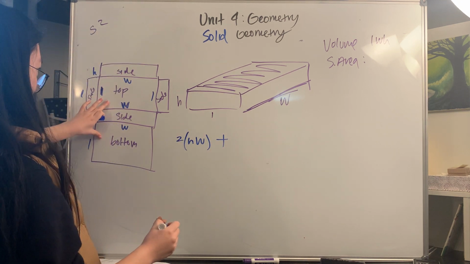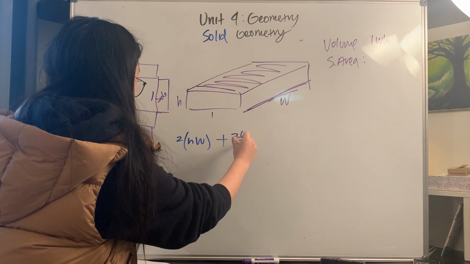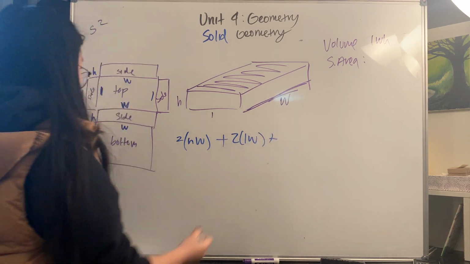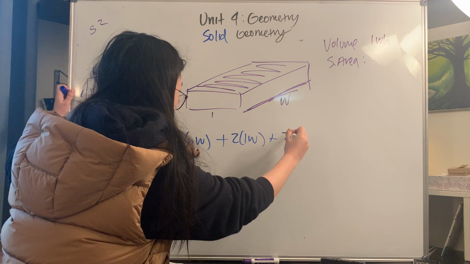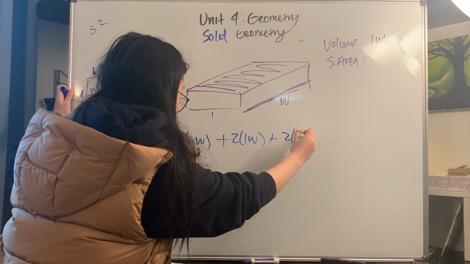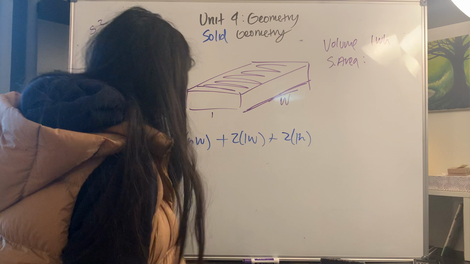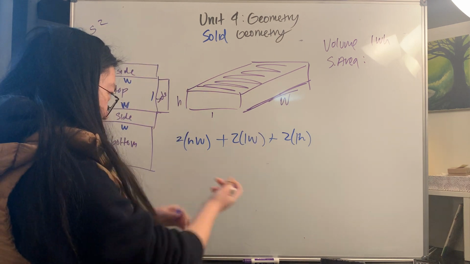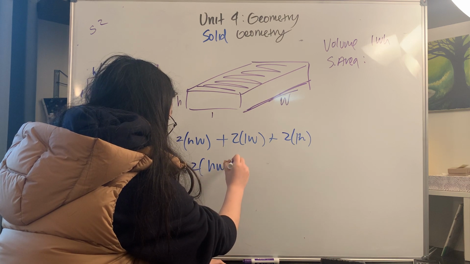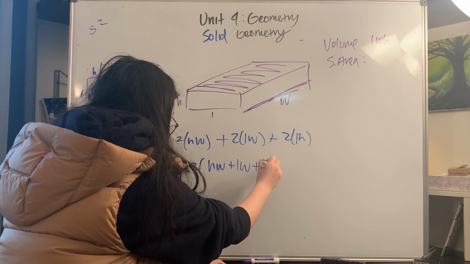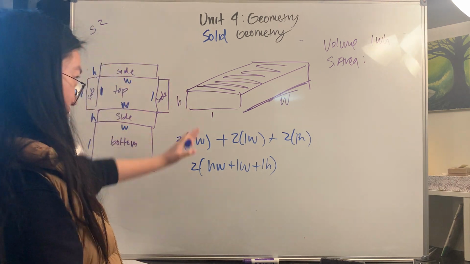Then we want to find the top and the bottom, and they're equal too. So we have the length times the width, so we have 2 length times width. And then we finally have these sides, and that's equal to length times the height. So that's 2 length times the height. And you might notice, we can actually simplify this, or factor out the 2 at least. So 2 times HW plus LW plus LH. And that's as far as we're going to simplify for getting the surface area of a rectangular prism.